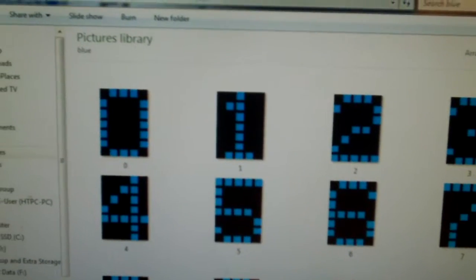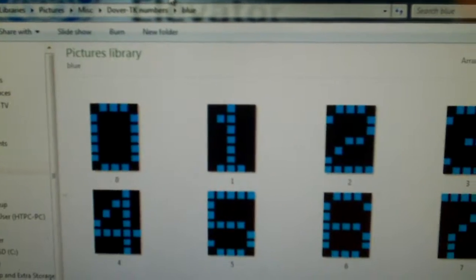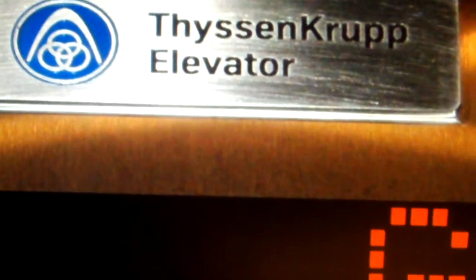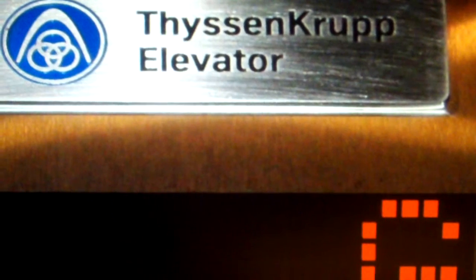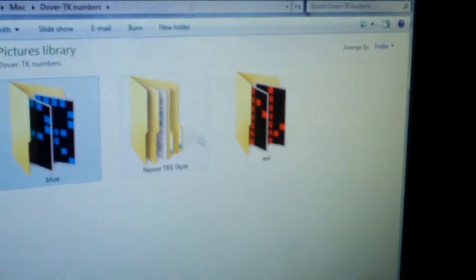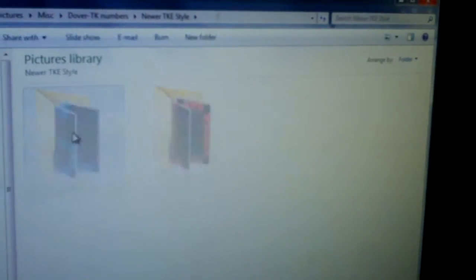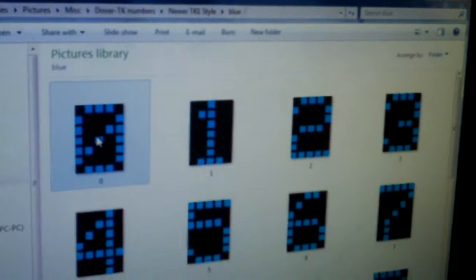Now, ThyssenKrupp elevator, for those who don't know, particularly you computer guys that like my Q Computer Channel videos, was actually Thyssen at one point, and they acquired Dover's elevator division back in the late 90s, early 2000s. About midway through, they created a digital style indicator of their own which sort of resembles Dover's style indicator, but they did mod the numbers a little bit. For example, this is how the ThyssenKrupp numbers look. Slightly different, some are the same.